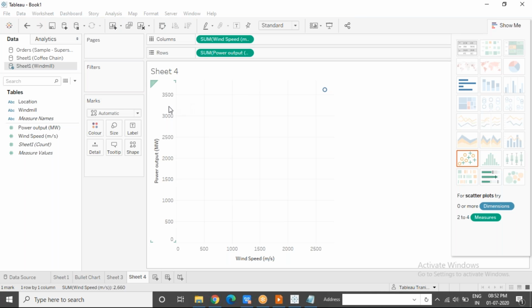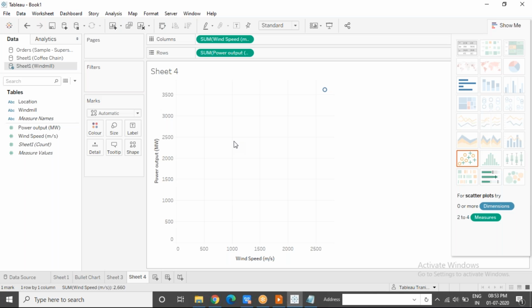You should have the output that you're trying to ultimately determine on the y-axis, because that is what we are trying to express as a function of the input, which will be given to you on the x-axis. So power output, which I'm trying to determine, should be on the y-axis. Therefore, it should go to the rows shelf. Wind speed, which will be given to me as an input from the client, that should go on the x-axis. Therefore, it should be on the columns shelf.